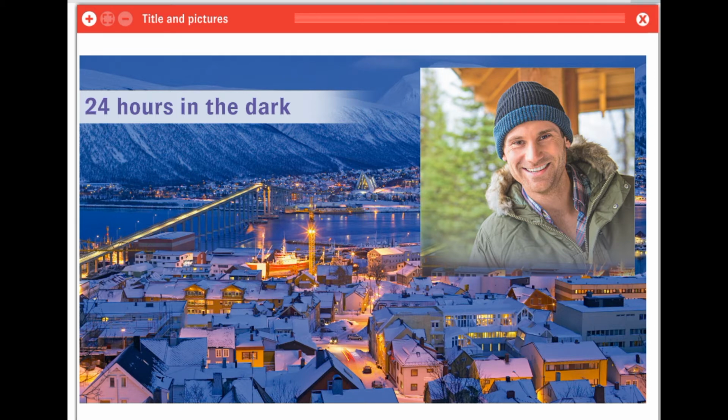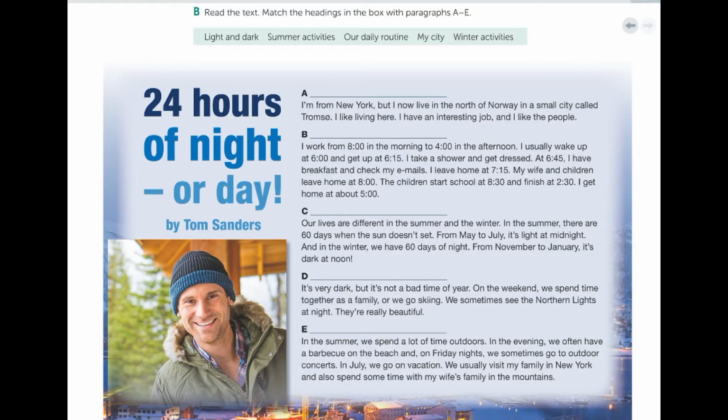So take a look at Tom in this picture. This place is where Tom lives now, and he's going to describe what he does every day in his life in this place. Tom is going to describe now about what he does in a place like this, that he spends 24 hours in the dark. We're going to read now the text about Tom Sanders' routine. It's 24 hours of night or day. This is the title of this text.